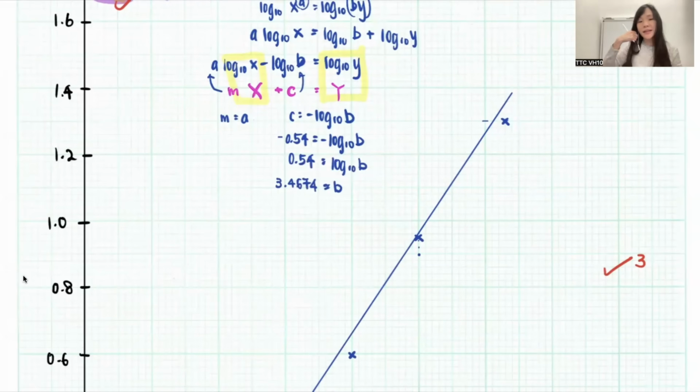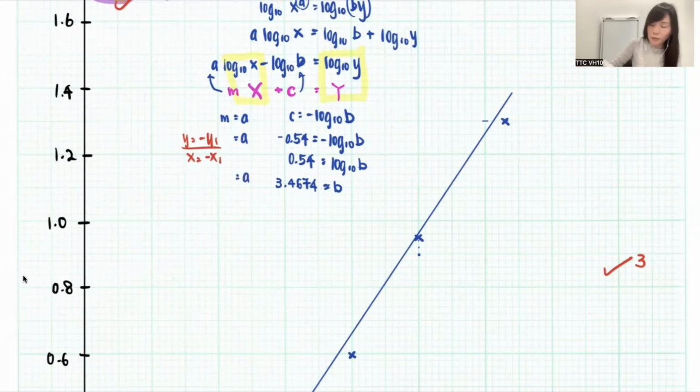So now, other than that, they also want to find A. How do I find A? So guys, to find A, I must have a gradient. So which gradient you guys can use? Remember, gradient have a formula. Everything must use graph, cannot using sub method. So gradient, isn't it the formula is y2 minus y1 over x2 minus x1, provided you guys have 2 points.